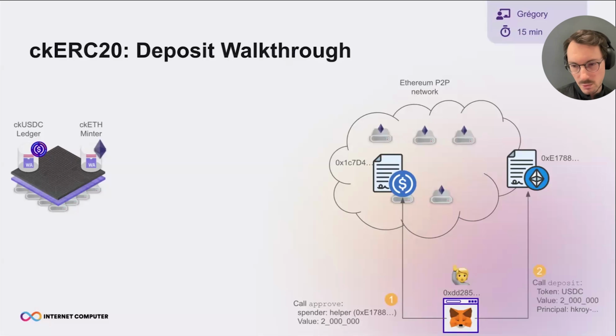And the second step would be to call the deposit method on the helper smart contract. Because that smart contract is the same for all ERC20 tokens, the user will specify which type of token he wants to deposit, in that case USDC, the amount, let's say, for example, 2 USDC. Because USDC uses 6 decimals, that would be represented as 2 million. And also the IC principal for which the future ck token should be minted to.